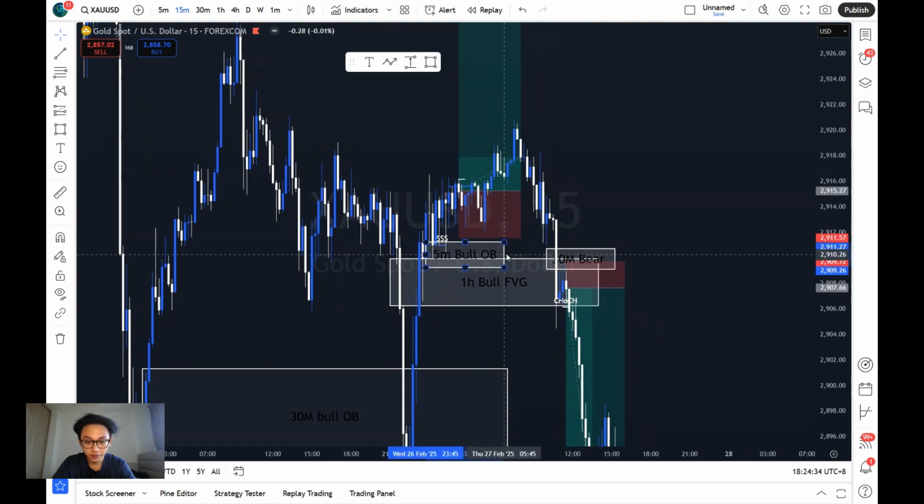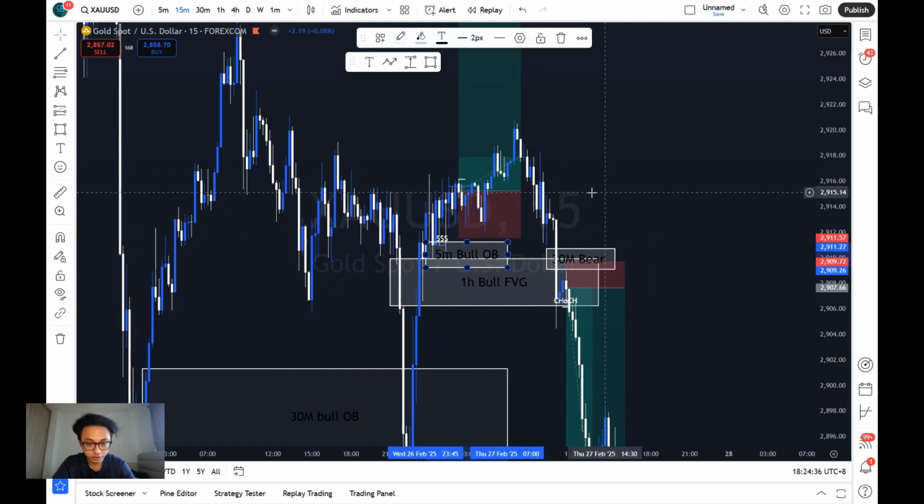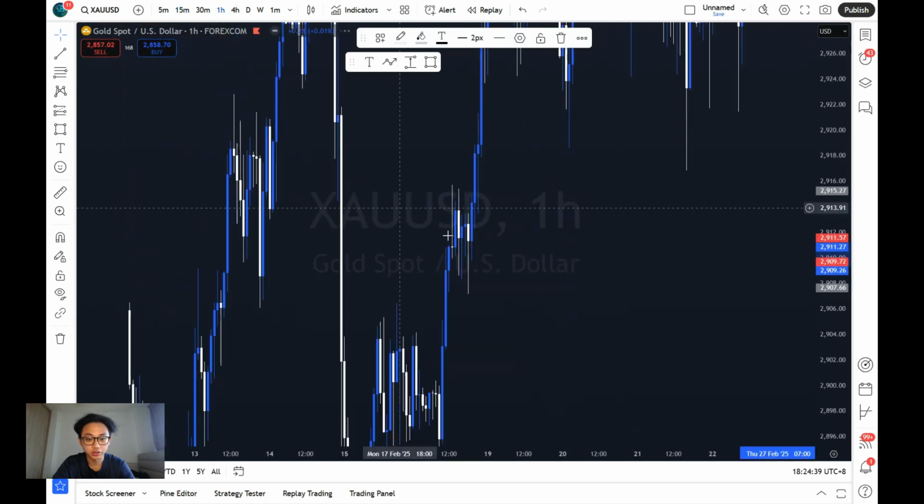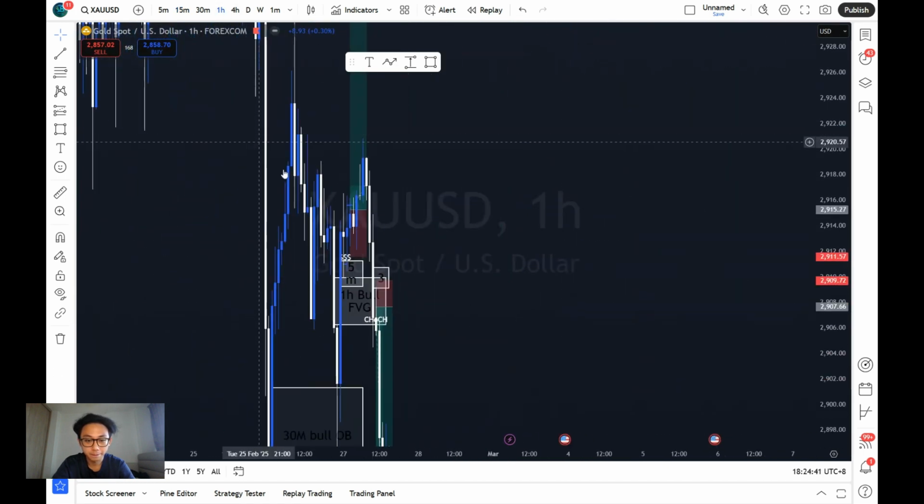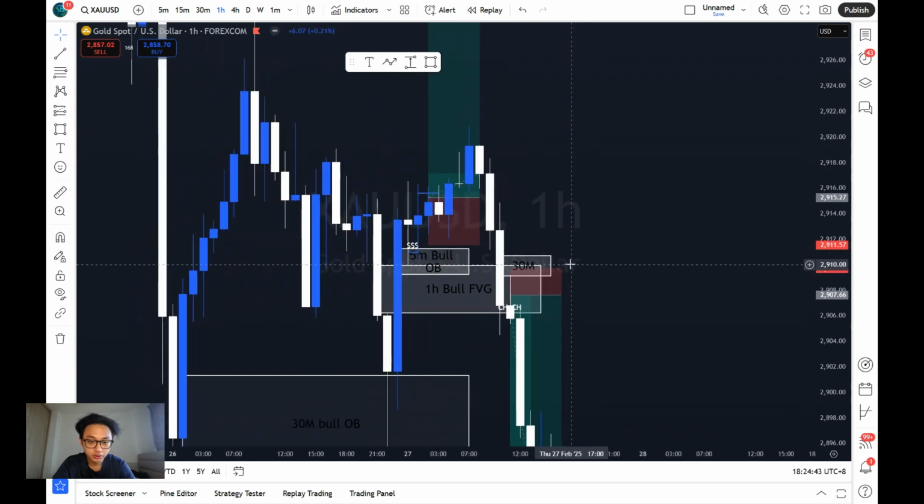And I identified this 5 minute bullish order block as a point of interest. But you see, when we are on the 1 hour, price actually forms a third candle that is consolidating. So price is most likely going to come back and tap this 1 hour bullish fair value gap, which is of a higher importance than the 5 minute bullish order block. So we could have looked for price to come down to this point of interest instead of looking for the 5 minute bullish order block.